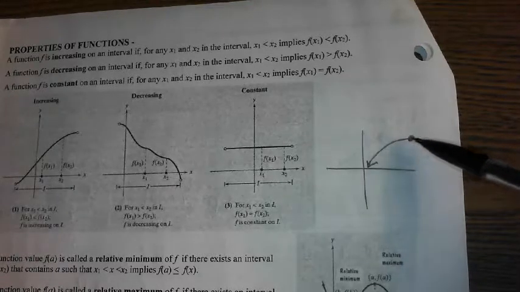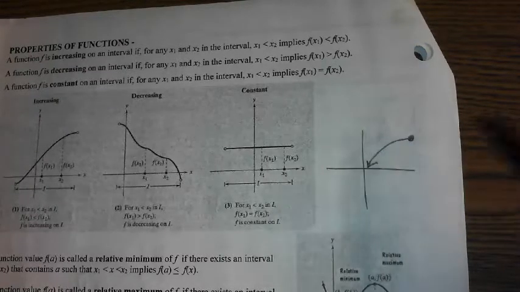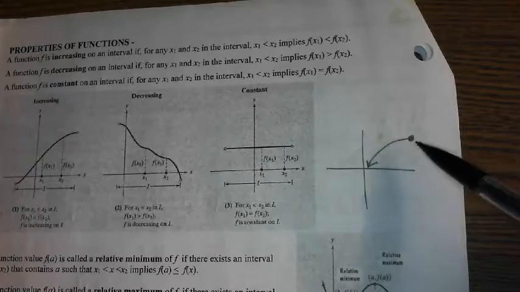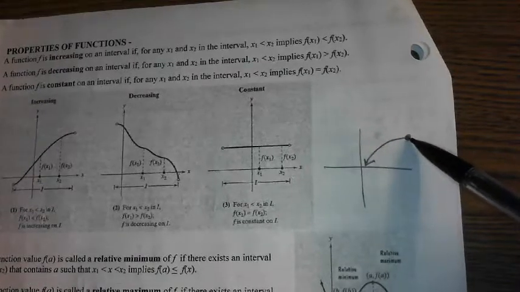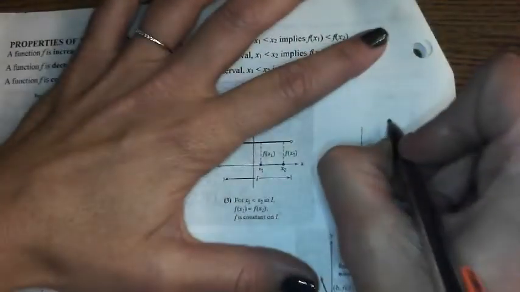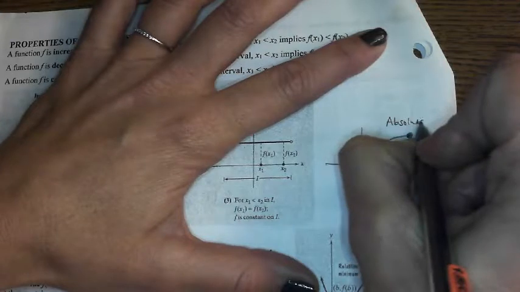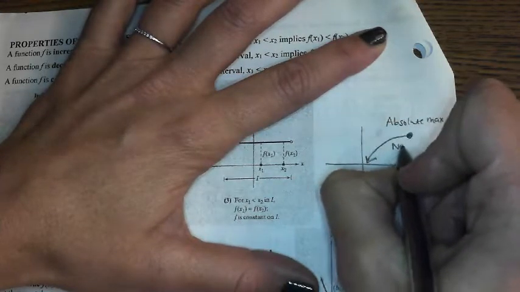But it is an absolute maximum in this case, because an absolute max or an absolute minimum point is the absolute highest point that ever gets reached in a function. And that is definitely the absolute highest it gets. So this is an absolute max, but not a relative max.